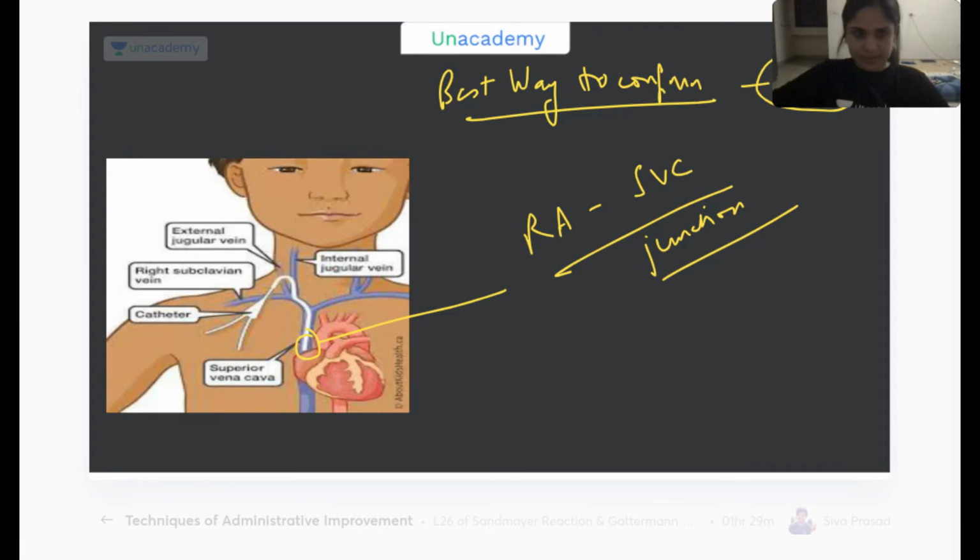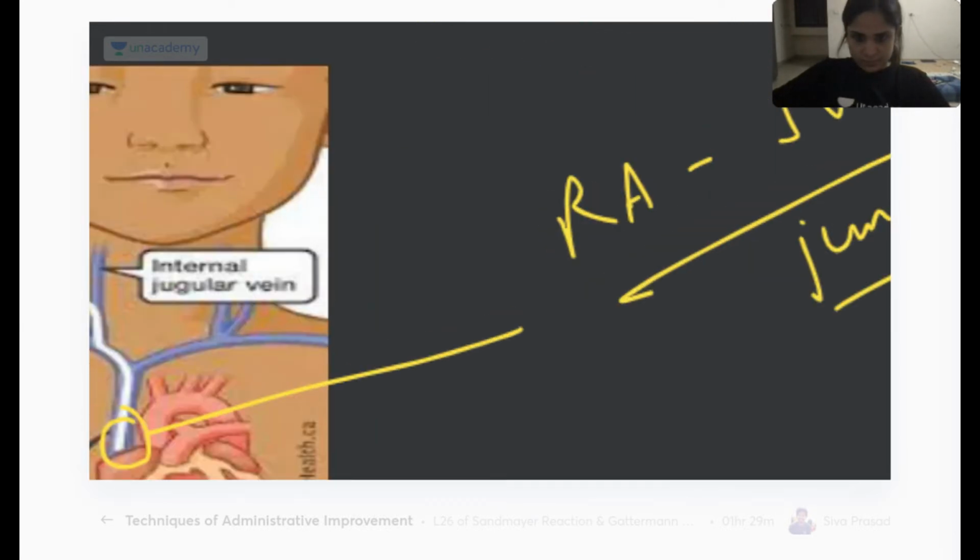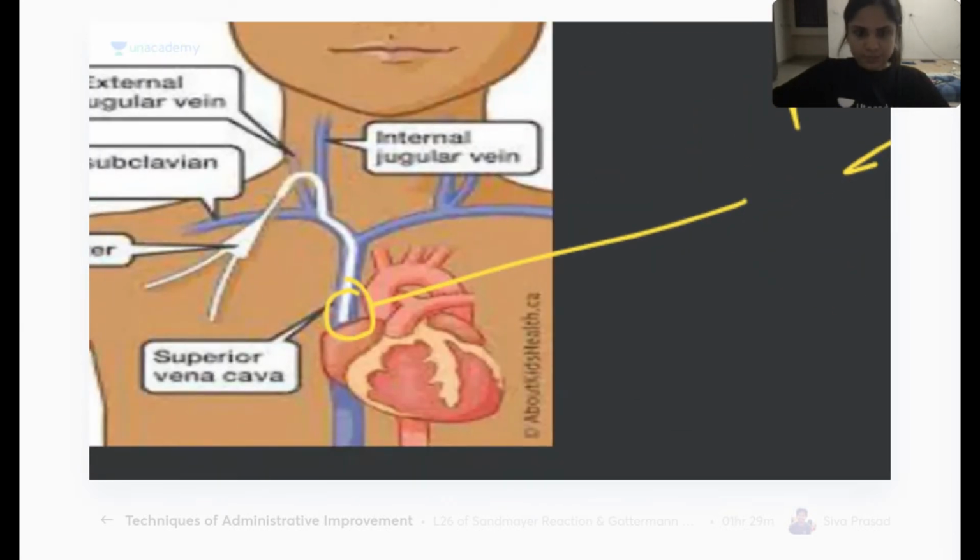Okay, so Stuffy has a very nice question. Why is this site preferred specifically? Why at the RA-SVC junction for the tip of the central line? Now, what happens if I insert the central line extremely inside? It will go through the tricuspid valve and into the right ventricle. So because the tricuspid valve remains open because of the line all the time, it can cause a valvular discordance.